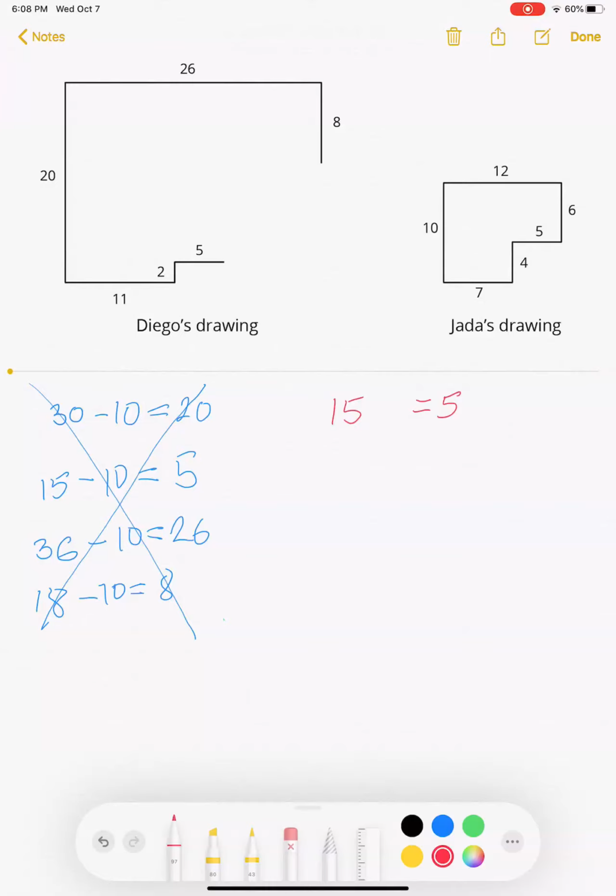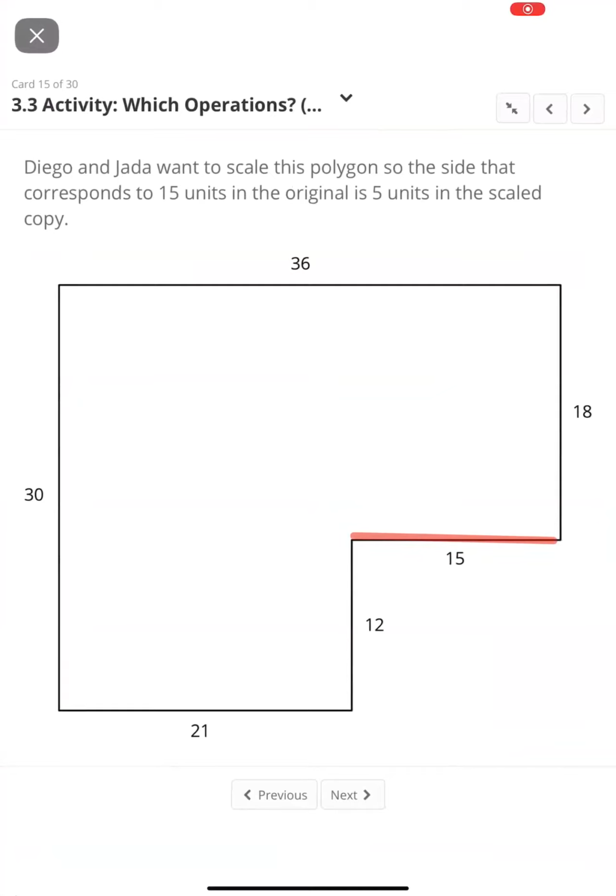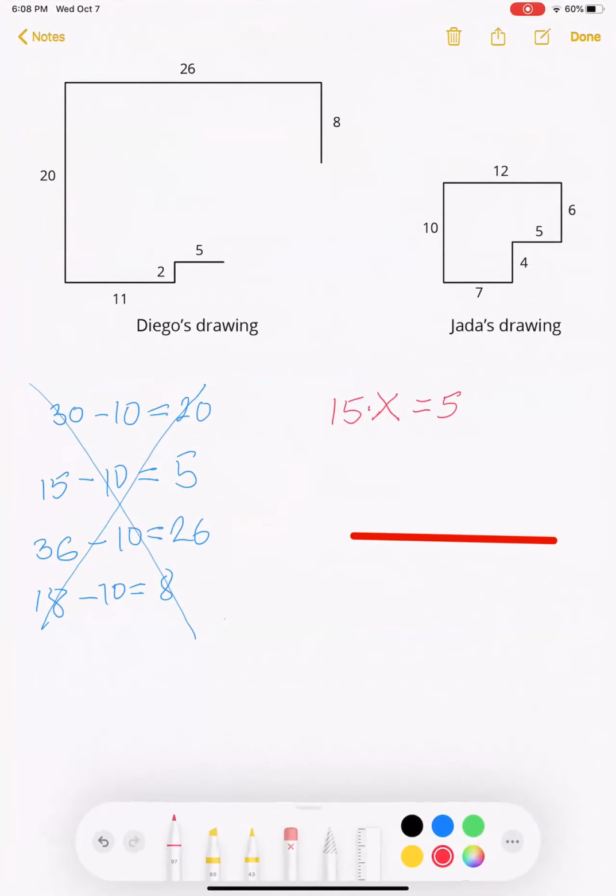Jada knows that when we're making scaled drawings, we're always multiplying. So Jada said, I'm going to multiply 15 by some number, and let's call that number X because we don't know what it is. Let's multiply that side length that's 15 units long, this one here, and see what we get. How do we get to 5? So she wrote down 15 times X is equal to 5. To solve for X, she would have had to divide both sides by 15.